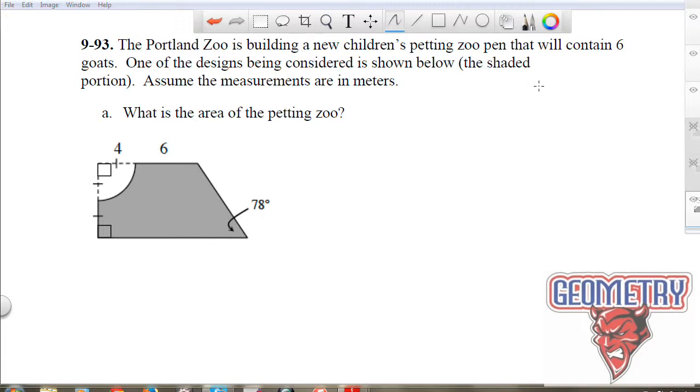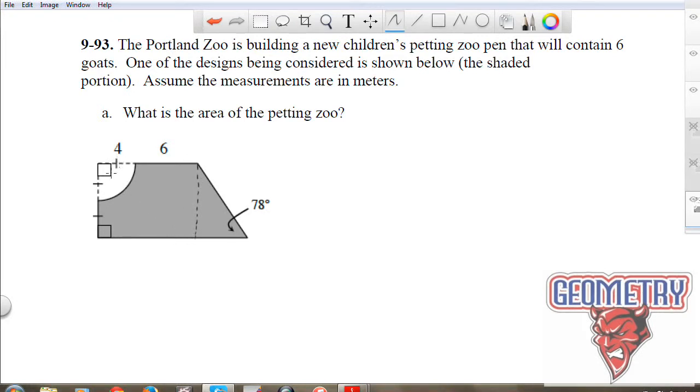Okay, one of the designs being considered is shown below in the shaded region. What is the area of the petting zoo? Okay, so for this, what I'm going to do is find the missing pieces of information here and decide how I'm going to find this area, if I want to think of it as a trapezoid with a portion missing, or a rectangle with a portion missing. So I'm going to do a lot of legwork here first and get a lot of pieces of missing information, and then from there we'll go to the area.